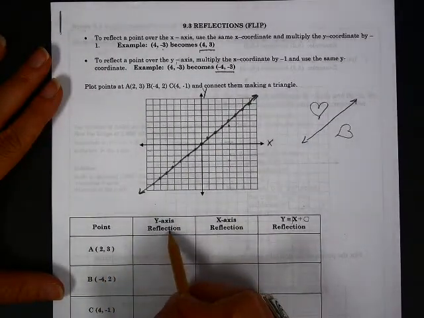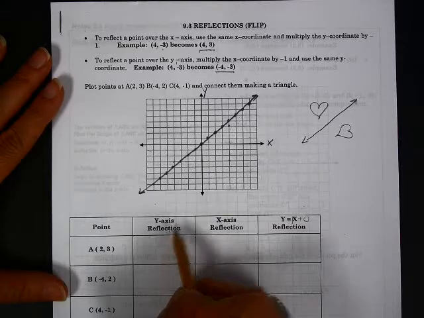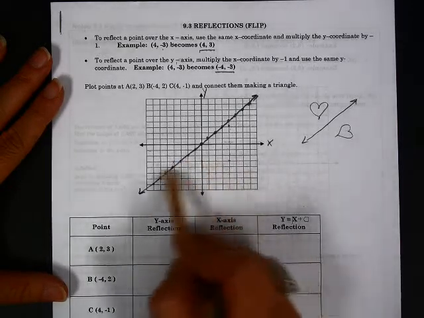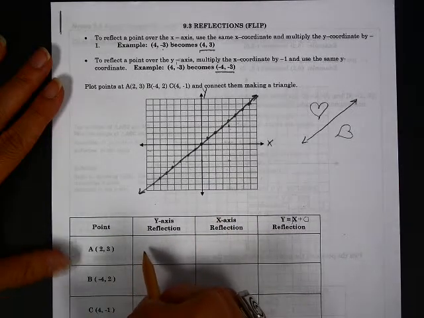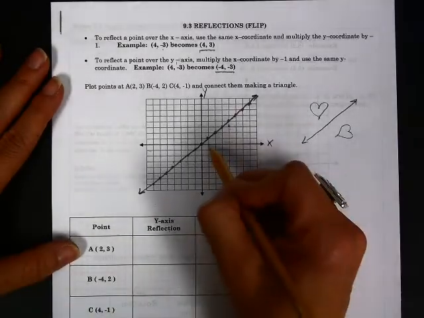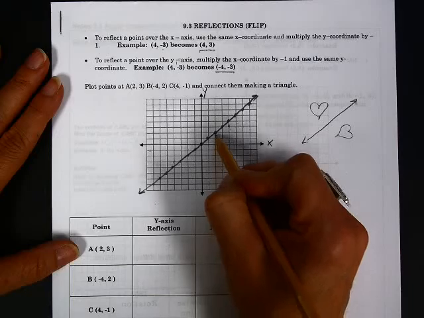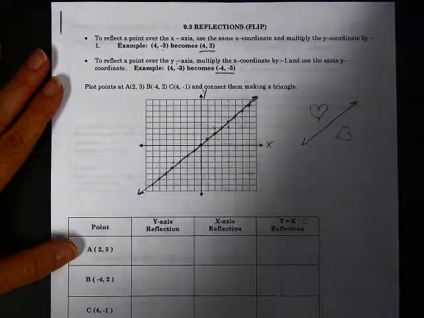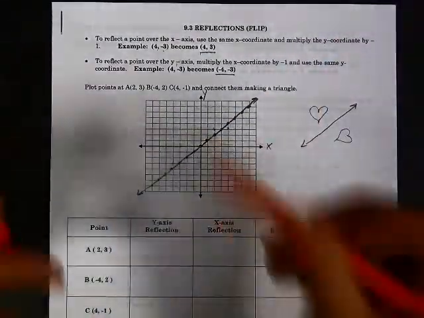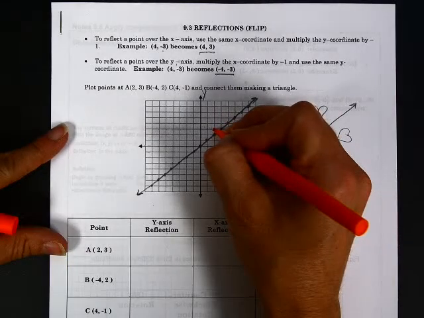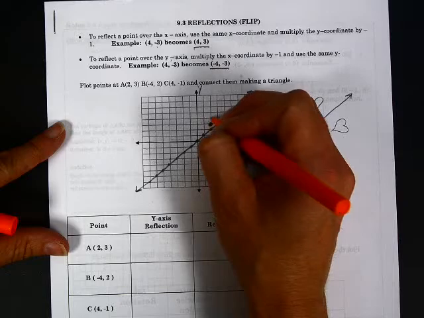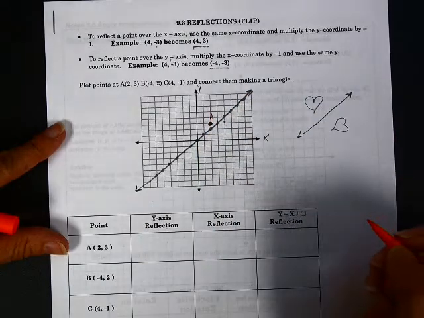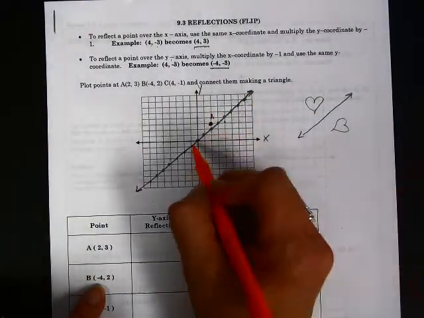Okay, so we're starting off with point (2, 3). If we're going to reflect across the y-axis, remember we're moving horizontally. So I have point A at (2, 3), 1, 2, 3, and I'm going to do this in a different color. I'm going to pick orange. Okay, this is my original point here, A.